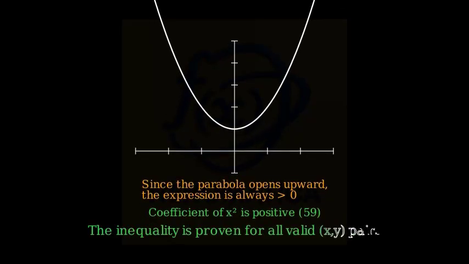Therefore, the inequality 59x squared minus 190x plus 275 is greater than 0 is true for all values of x. This proves that our original inequality 3xy minus x squared minus y squared is less than 7 is true for all pairs of x and y that satisfy 2x plus 5y equals 10. Let's summarize what we've done to prove this inequality.